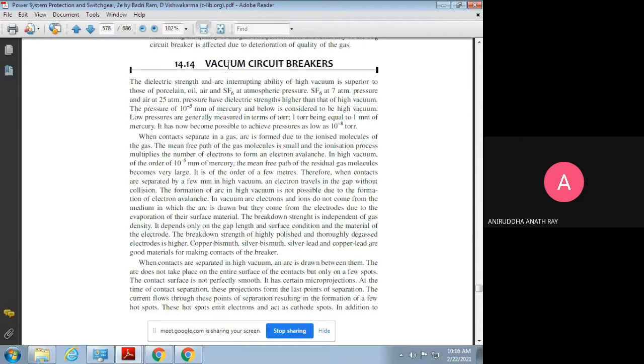Okay, so a pressure of 10 raised to the power minus 5 millimeter of mercury and below is considered high vacuum. Again, a pressure of 10 raised to minus 5 millimeter of mercury and below is a high vacuum. Low pressure is generally measured in terms of torr, so 1 torr is equal to 1 millimeter of mercury.